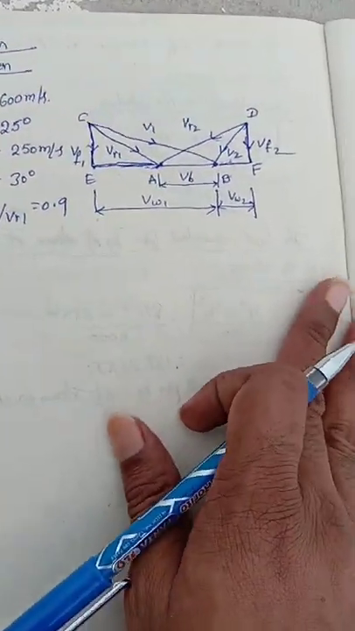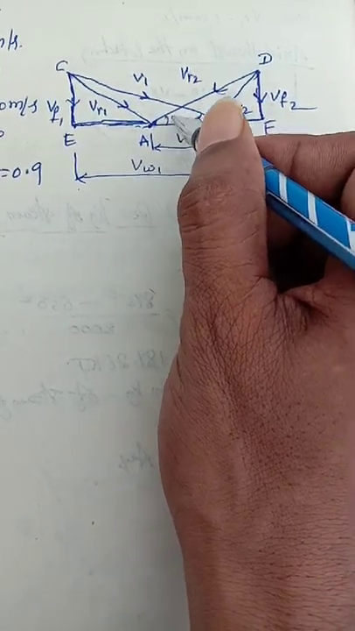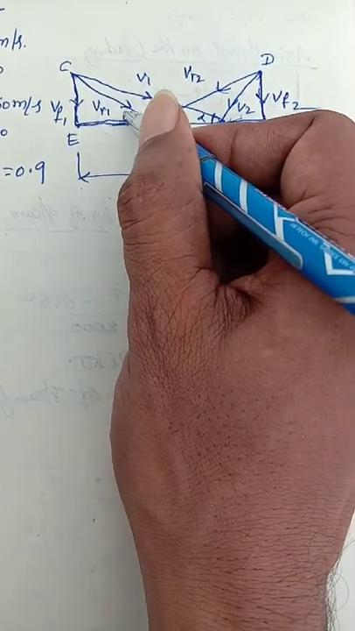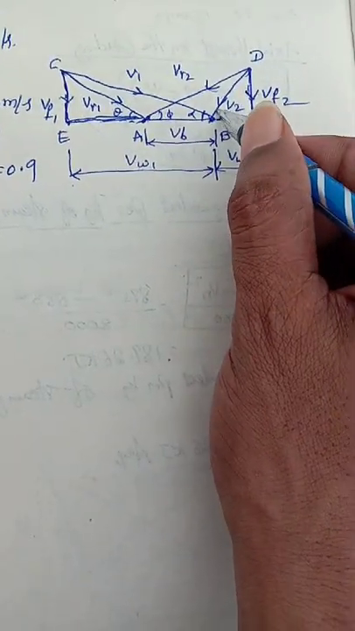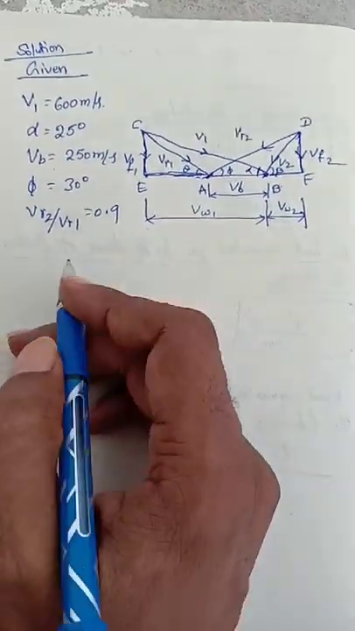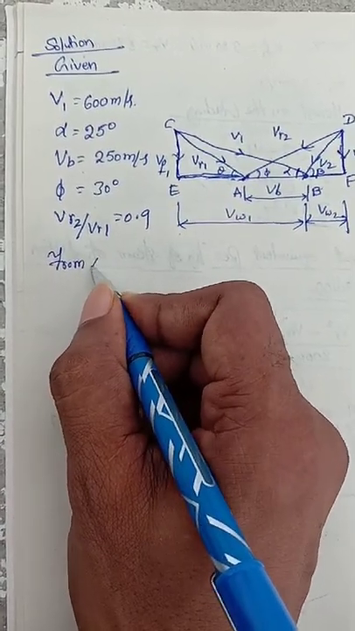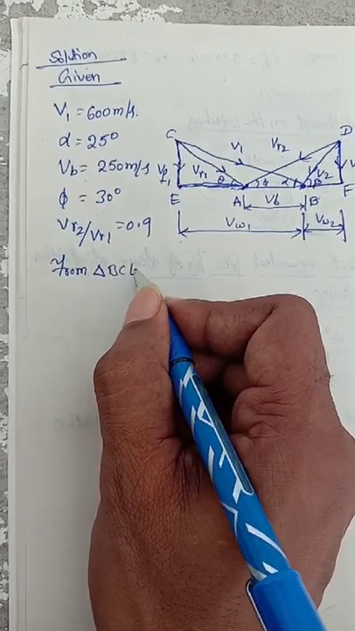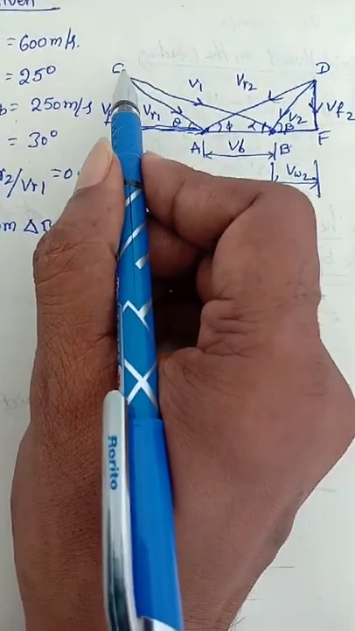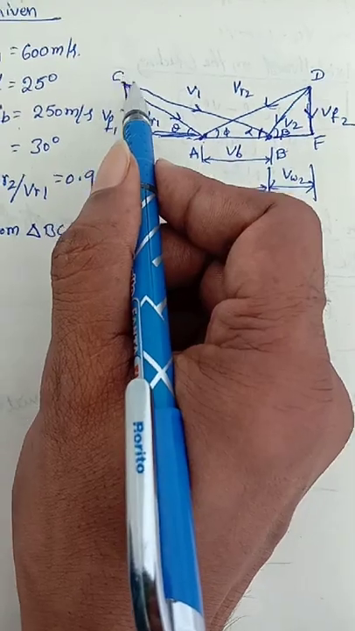Okay, so now here I put the angles alpha, phi, theta, and here I put beta. Okay, those are the unknown angles. Now go for the solution. From triangle BCE, look at this, BCE. Okay, so now this is the triangle.